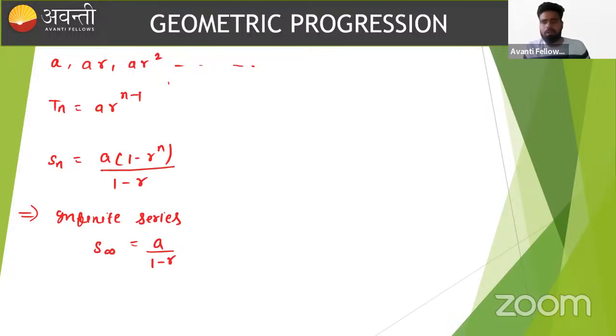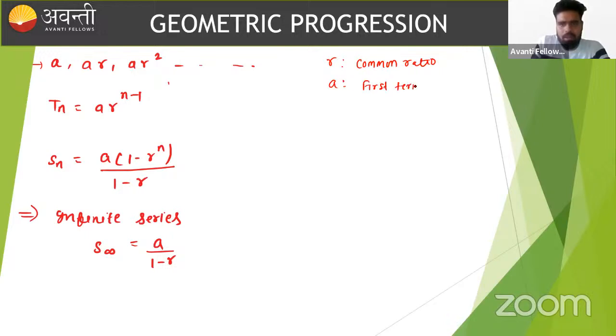If we talk about geometric progression, it is just similar to arithmetic progression, but the only difference is that the ratio of the successive term to the predecessor term remains constant, and this ratio is known as the common ratio. Here r is known as the common ratio, and a is our first term. The nth term is a r raised to power n minus 1.